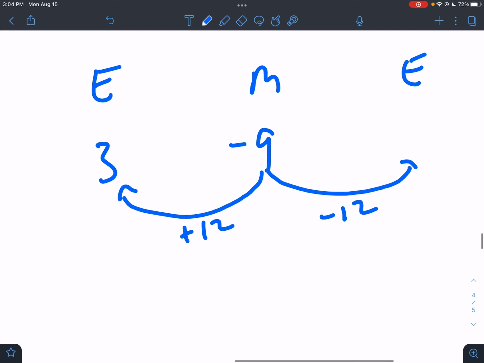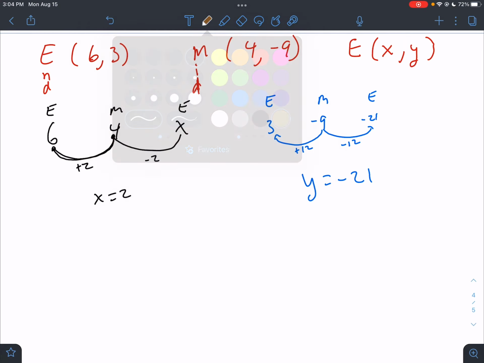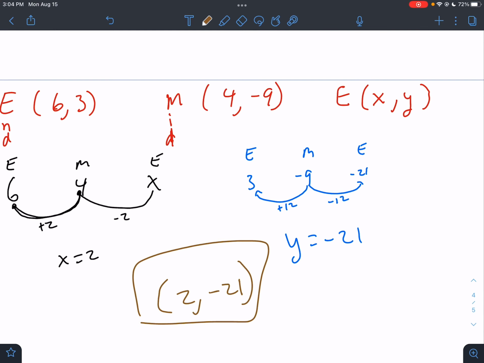So if I do -9 - 12, now I'm chilling over here at -21. So my y value is at -21. So the coordinate would be 2, -21. That is the coordinate of the other end.